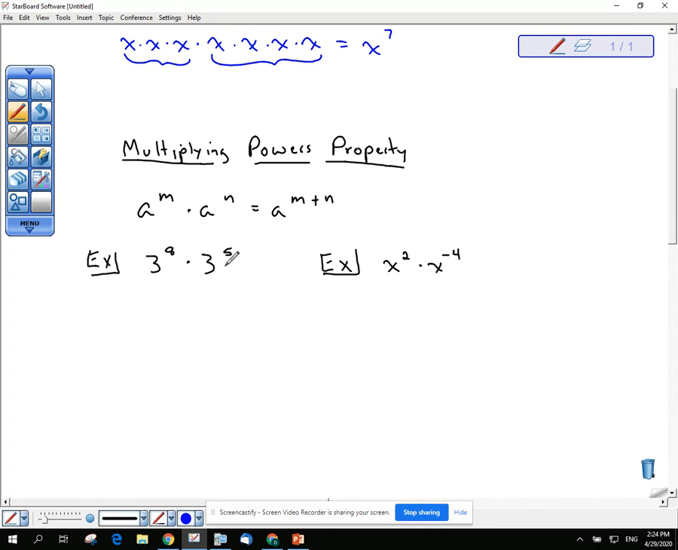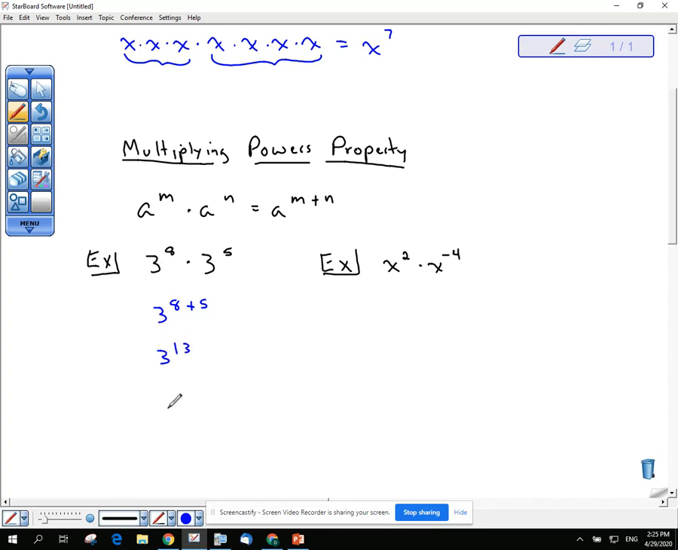So a couple quick examples. 3 to the 8th times 3 to the 5th would be 3 to the 8 plus 5. And 8 plus 5 is 13. This is 3 to the 13th. Now, as soon as I do this, I often get a question: do we have to show the 8 plus 5? No. I know you know that 8 plus 5 is 13, so you can immediately go from the problem to the solution, which is 3 to the 13th.